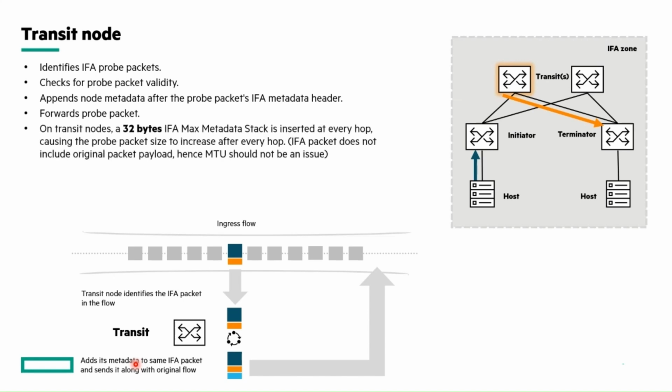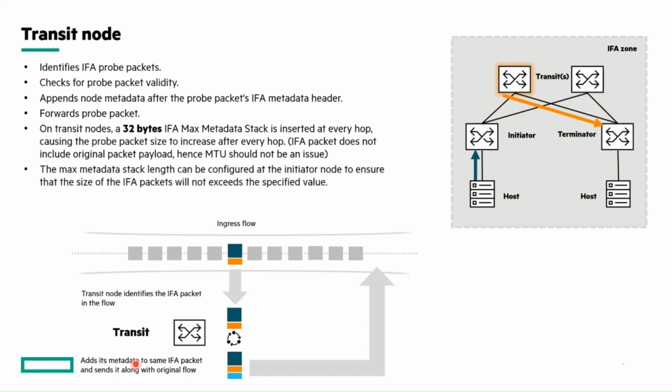Now on the transit node, since we are not adding any headers, only the metadata is added, and that adds up to 32 bytes of IFA max metadata stack, which is inserted at each and every hop wherever there is a transit, causing the probe packet size to increase after each and every hop. Now, once again, I'll reiterate, since the IFA packet does not include the original packet payload, MTU should not be an issue. The max metadata stack length can be configured at the initiator node to ensure the size of the IFA packet will not exceed some specified values, and we will see how this comes into play, how it needs to be configured, and what the limitations of it are.